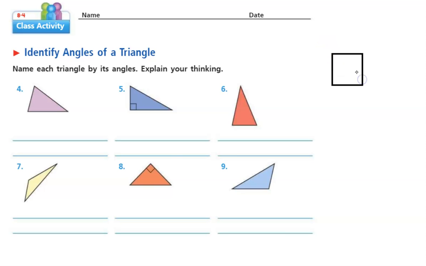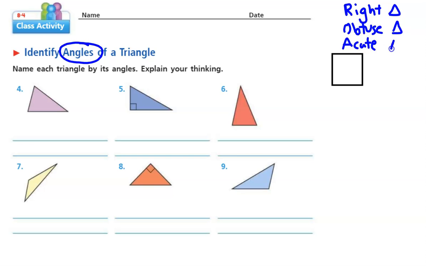So I'm going to draw one, and I'm not going to use it for everything, but I'm going to use it from time to time. So if I'm trying to name these triangles by their angle, I'm going to circle the word angle here. If I'm trying to name it by its angle, it's going to have one of 3 names. It's either going to be a right triangle, an obtuse triangle, or an acute triangle.